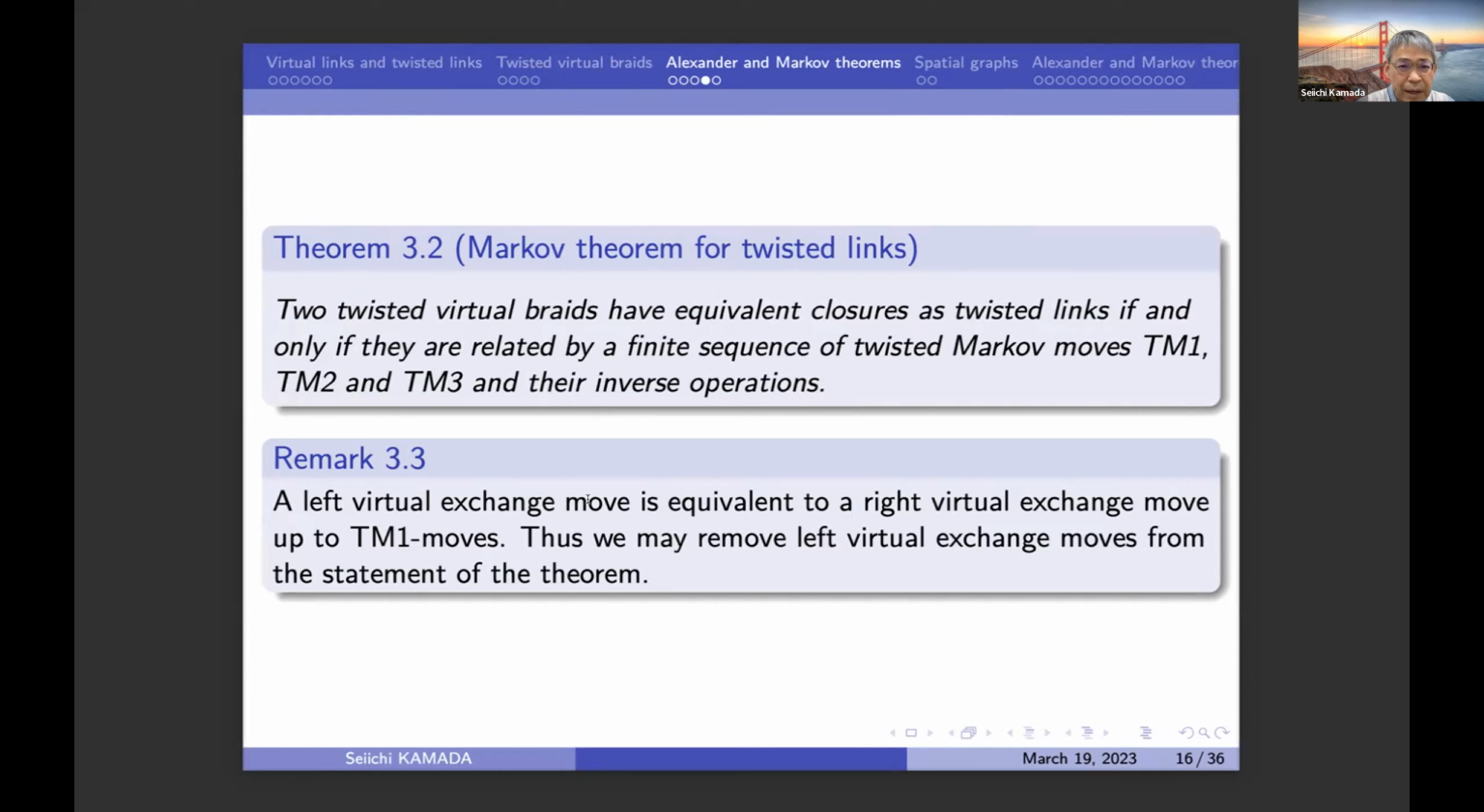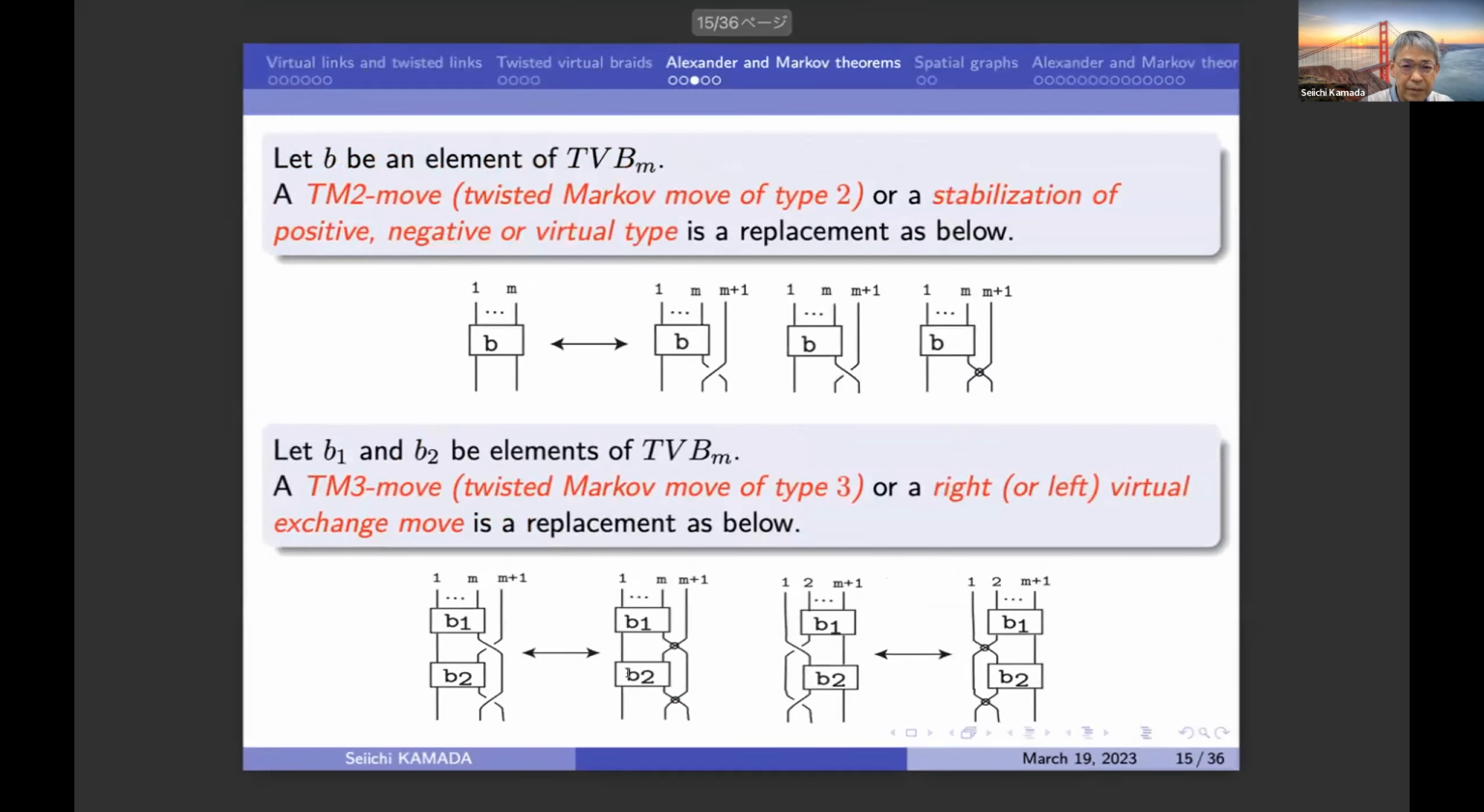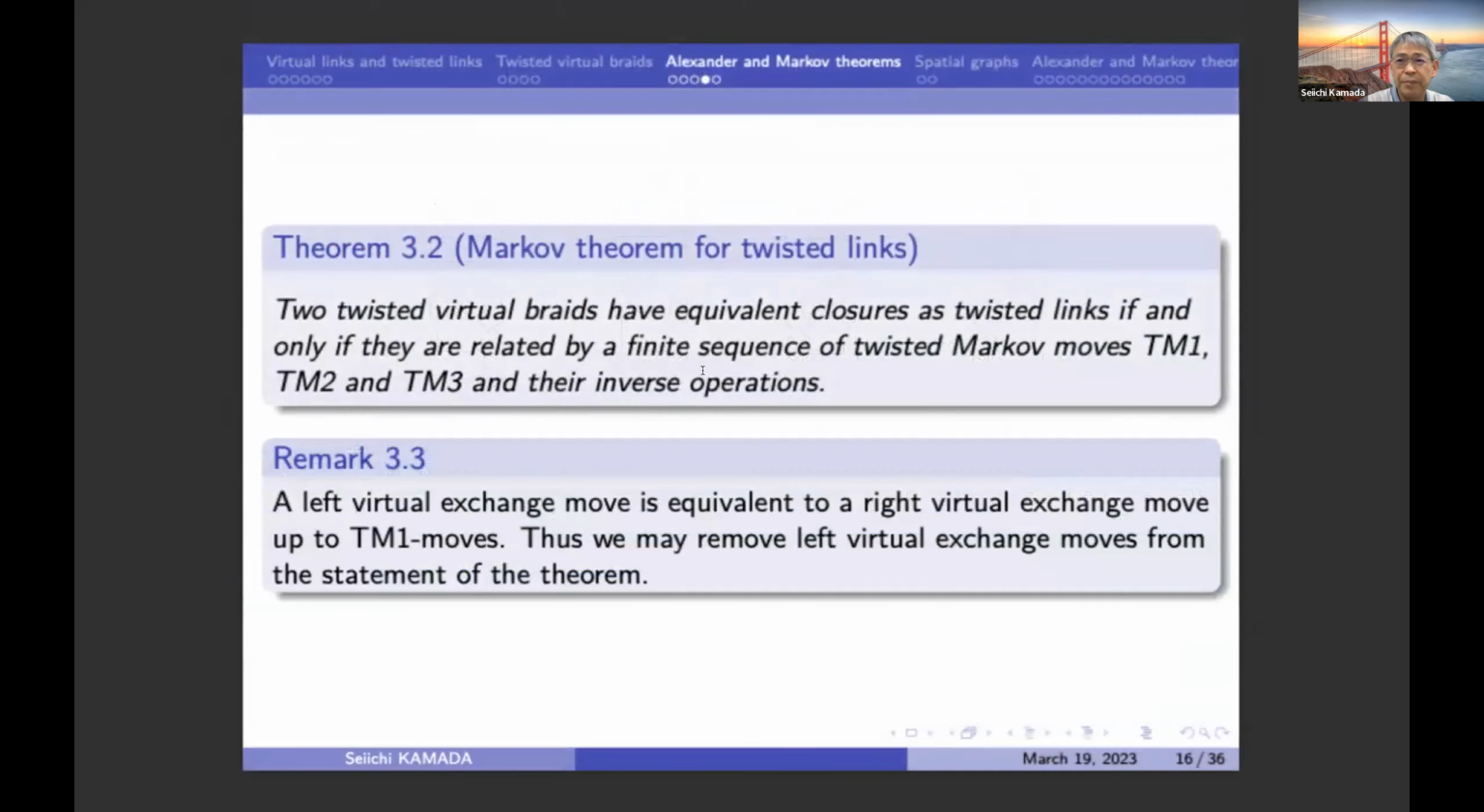And here is a remark. There are two kinds of TM3 move, left and right. A left virtual exchange move is equivalent to a right virtual exchange move up to TM1, up to conjugation. So we may remove left or right from the definition. So we don't need one of these moves for this Markov theorem.